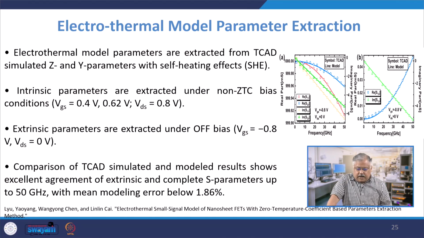Now, if you look at the electrothermal model parameter extraction, the lines are basically the models here with self-heating effect. The extrinsic parameters are extracted under the off state where VGS equals 0.8 volts and VDS equals 0 volts. And the comparison shows that the modeling error is approximately 2%, which is very small in terms of frequency versus the real part and the imaginary part as well.